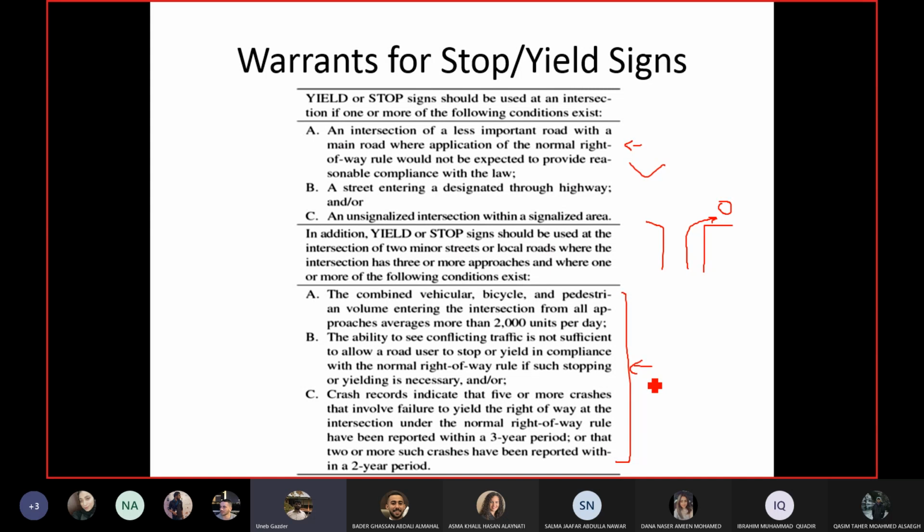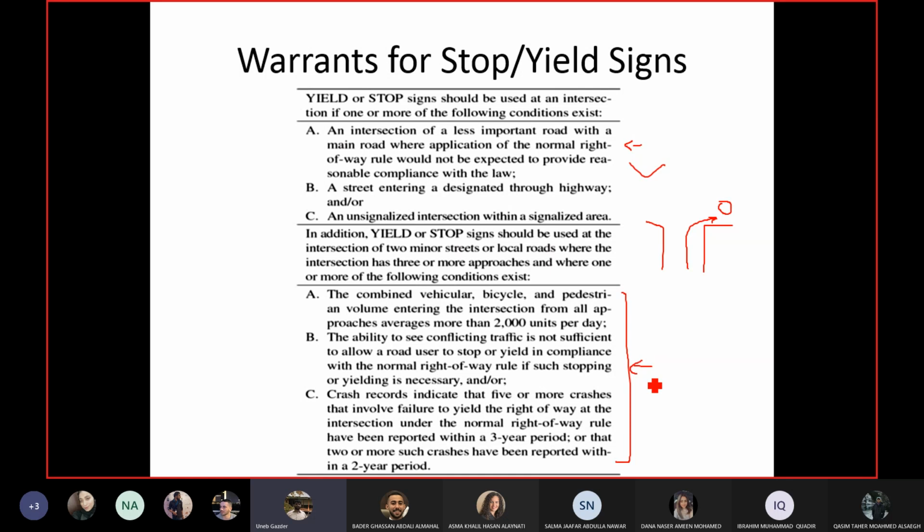So 5 or more crashes in 3 years or 2 or more crashes in 2 years. Any of them. If you have data for 3 years, see if you have 5 or more crashes in those years. If you have data for 2 years, see if you have 2 or more crashes in 2 years, then you will go for a stop or yield sign at that intersection.